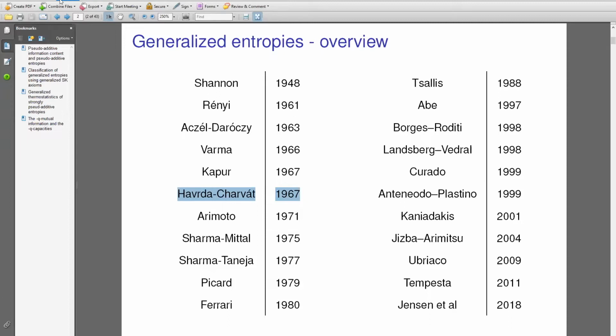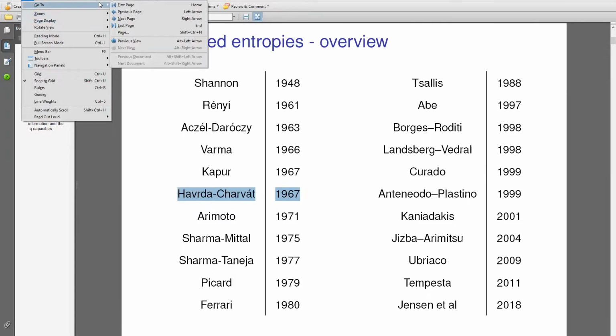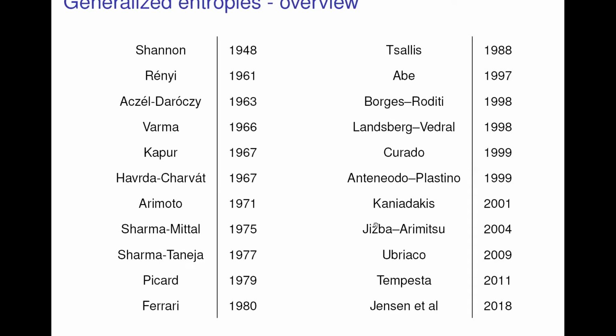So maybe it would be more convenient if I put it full screen. Okay. And after Tsallis, we had again a series of researchers, now from statistical physics, that were analyzing the thermodynamical properties of generalized entropies, as well as introducing additional generalizations. The meaning of generalization and the usefulness of generalization, not of all, but of some particular ones, will be shown later through the slides.